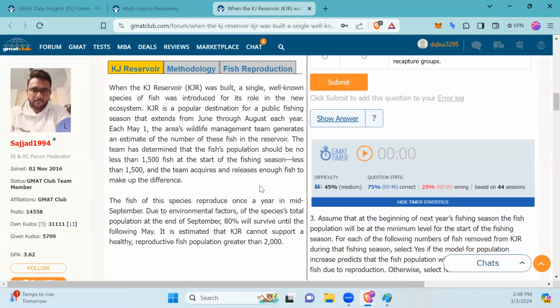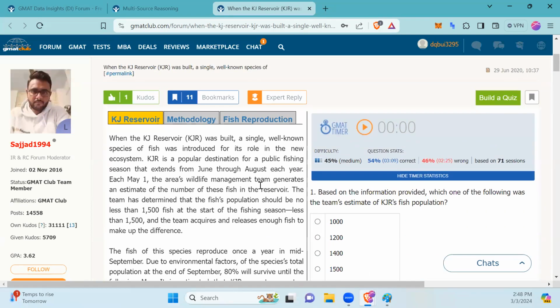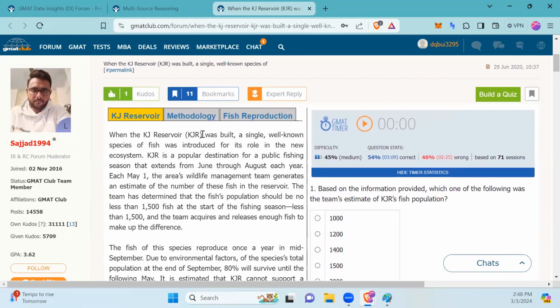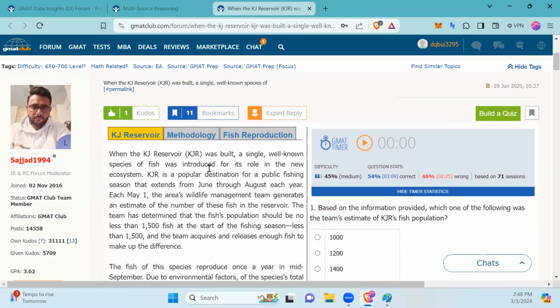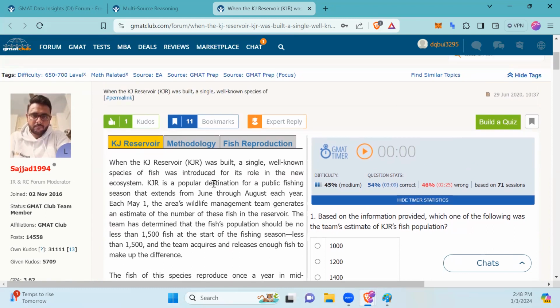Okay, so for multi-source reasoning questions, basically they're going to give us a bunch of text, not really reading comprehension text. It's not that thick, not highly technical or highly academic, but it's still a lot of text, so we want to read more efficiently to reduce the amount of time needed to go through it.